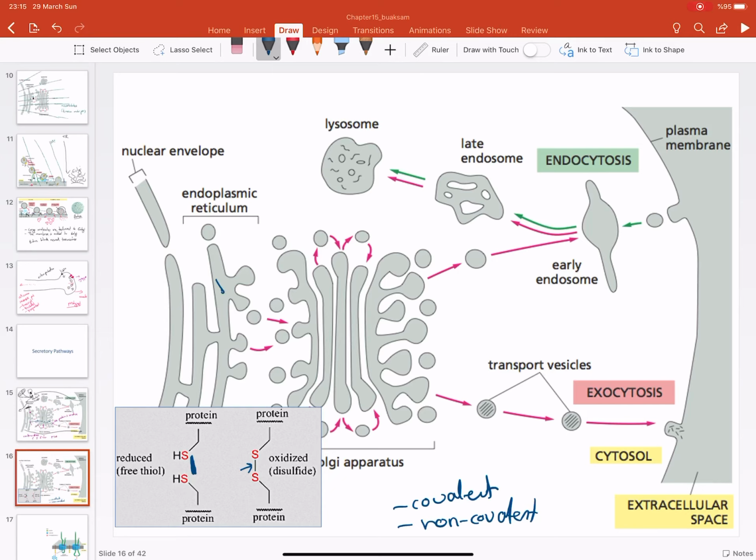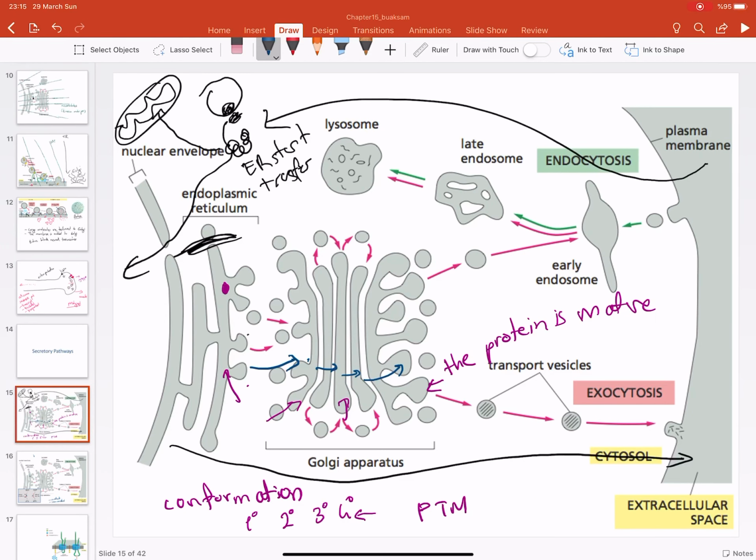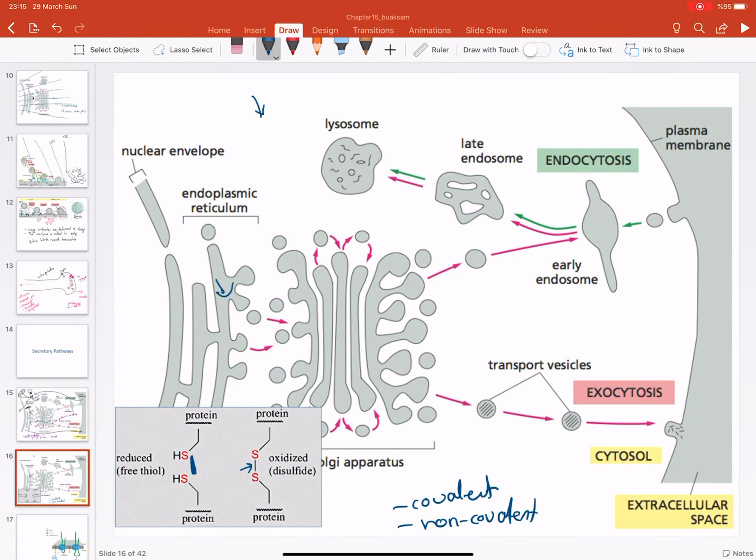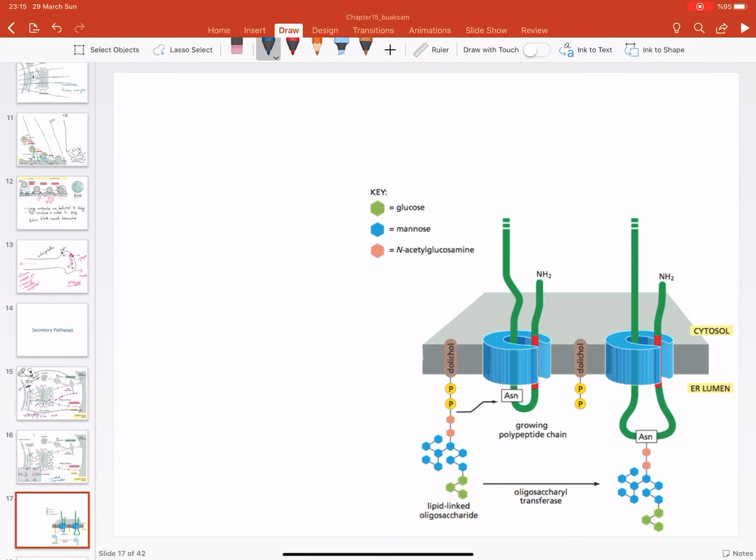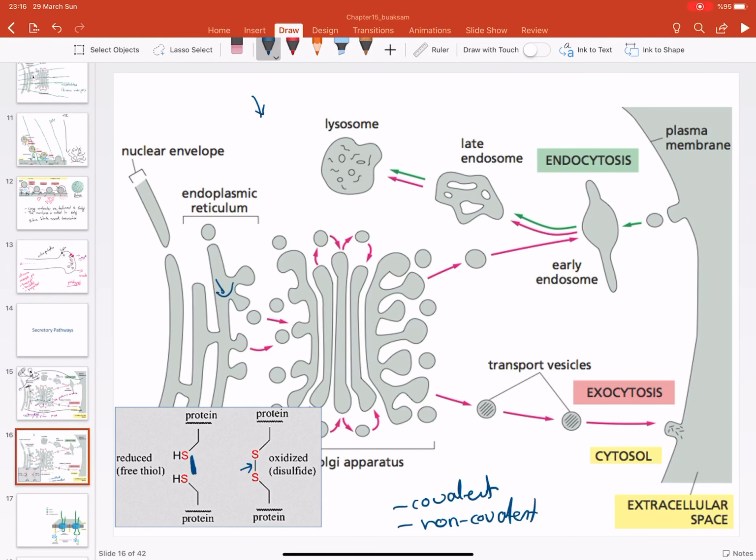If the same protein is translated in the cytosol, the disulfide bridges will not be formed. So it's specific to here. And these disulfide bridges are important for taking the conformation. Without these bridges, the conformation is not fixed, it is not secured. And then the post-translational modifications start.